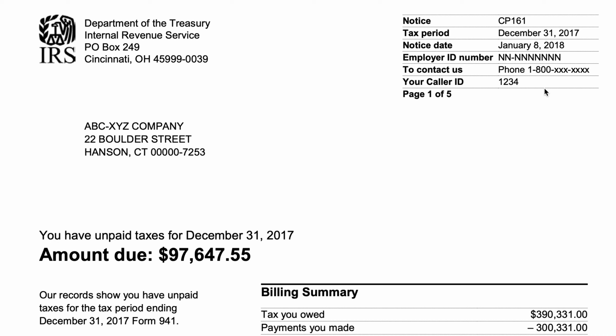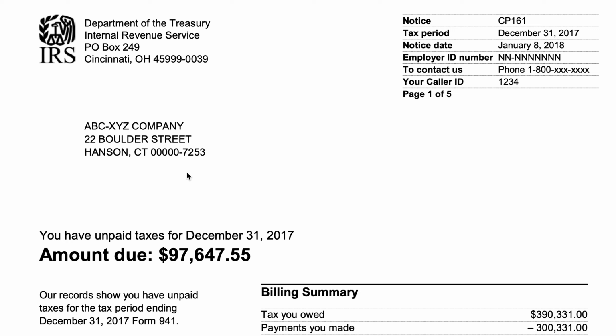Below that is the employer ID number, followed by a contact number that you can call the IRS. There's also a caller ID number, so that if you need to, you can identify yourself and the representative can better understand your unique situation. On the left-hand side is the name and the address of the taxpayer in question. In this case, it's ABC XYZ Company, 22 Boulder Street in Hanson, Connecticut.